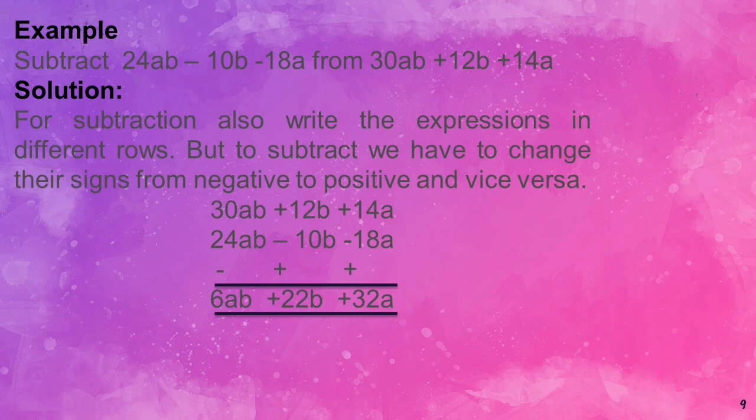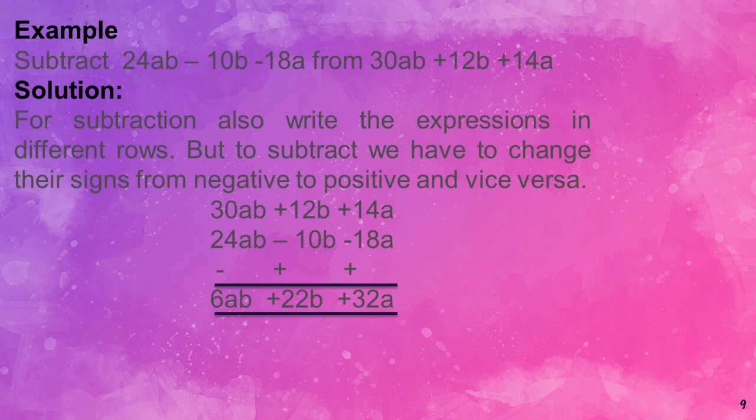So first of all we'll write the expression which is given after "from", that is 30ab plus 12b plus 14a. The signs of this expression will remain the same, and we'll convert the signs of the expression which is to be subtracted, that is 24ab minus 10b minus 18a. Here 24ab is positive, so we'll convert the sign and it will become negative. 10b is negative here, we'll convert the sign and it will become positive. 18a is negative here, and we'll convert the sign, so it will become positive.